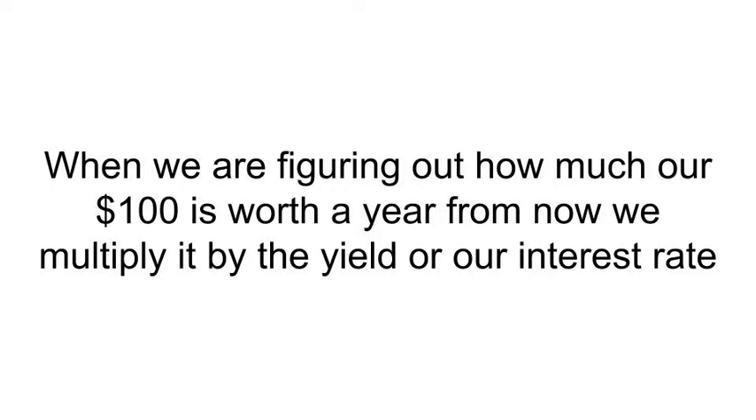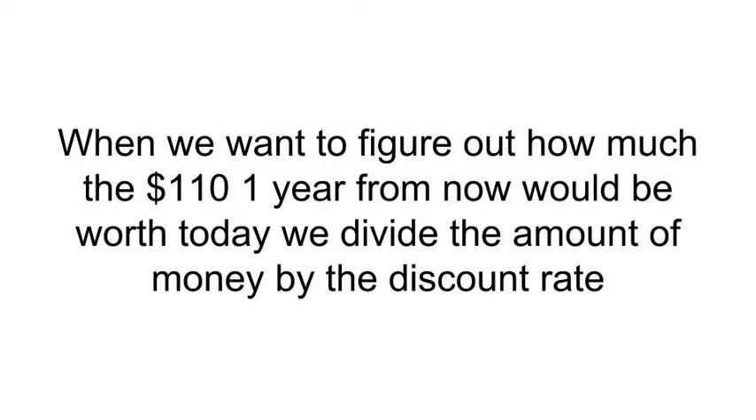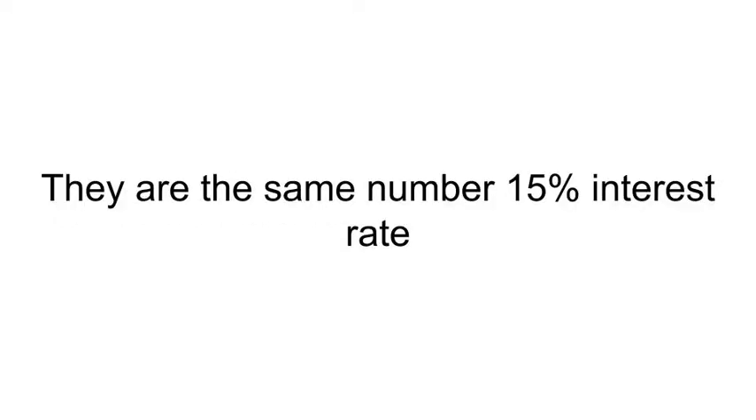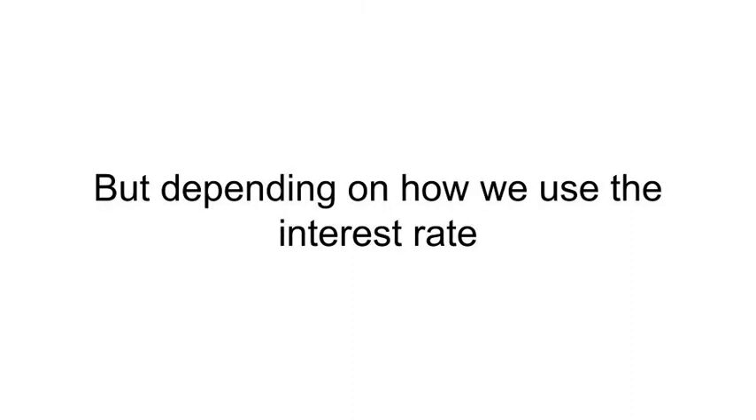By the way, when we are figuring out how much our $100 is worth a year from now, we multiply it by the yield, or our interest rate. When we want to figure out how much the $110 1 year from now would be worth today, we divide the amount of money by the discount rate. We discount the money we receive in the future with the discount rate to find out its value in today's dollars.